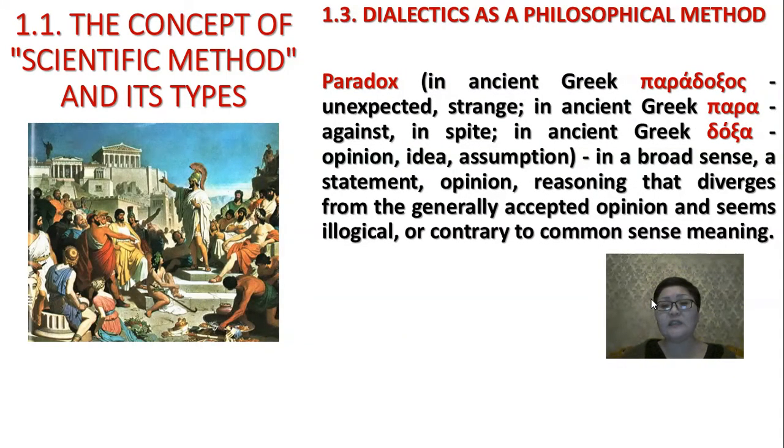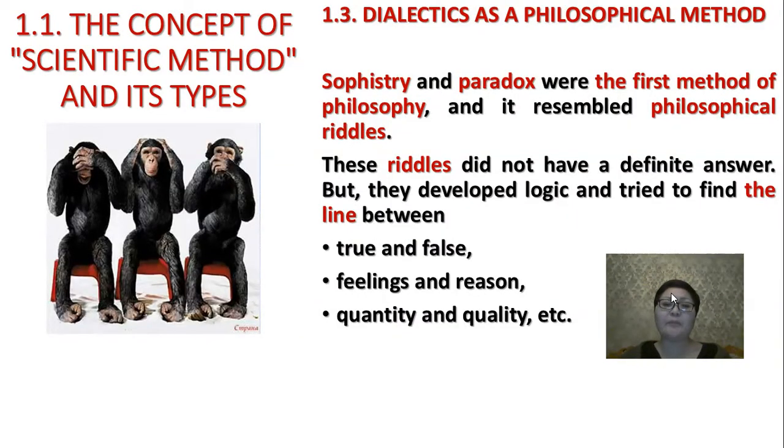Paradox in Greek, para doxa, means unexpected, strange, against, in spite of, also opinion, idea, assumption. In a broad sense, a statement, opinion, or reasoning that diverges from the generally accepted opinion and seems illogical or contrary to common sense. Sophistry and paradox were the first method of philosophy, and it resembled philosophical riddles. These riddles did not have a definite answer, but they developed logic and tried to find the line between true and false, feelings and reasons, quantity and quality, etc.